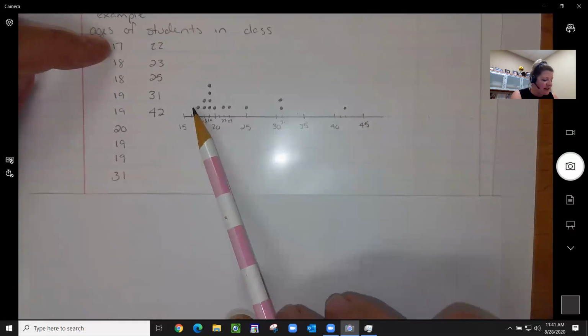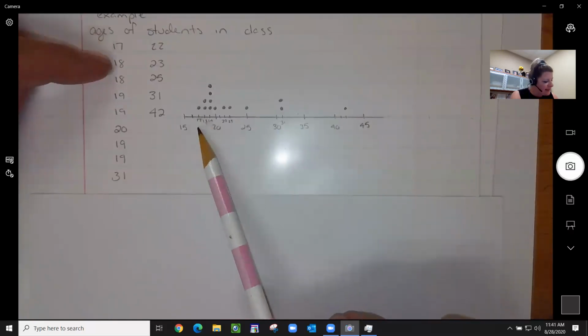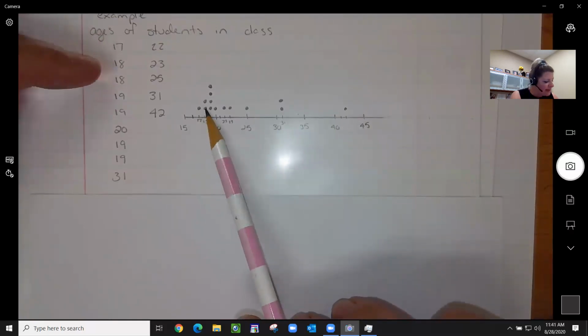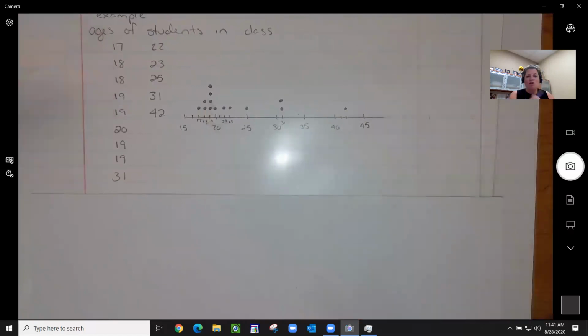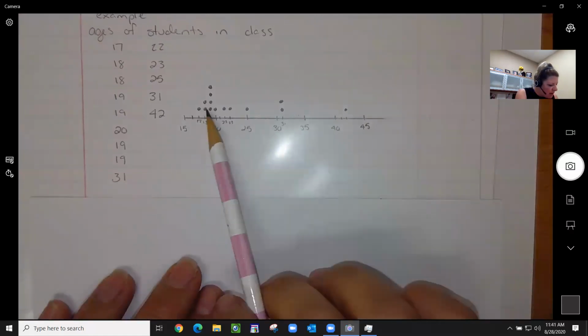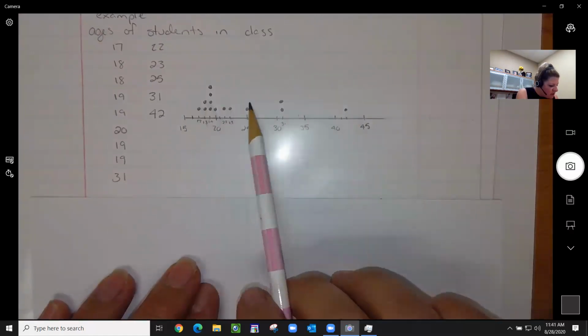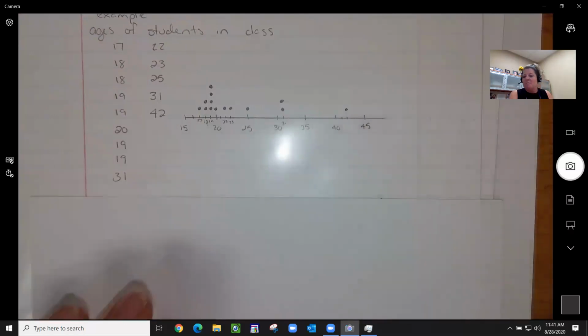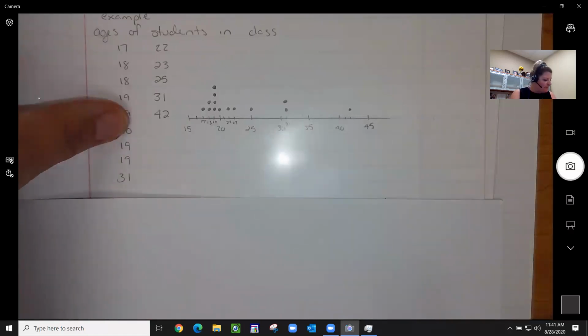On 17, there's one dot. On 18, there's one dot. Oh, another 18, so I put another one above. And you try to make them even so you can see all the ones that have one really easy. All the ones that have one are in a line. All the ones that have two are in a line, and so forth. So there's a dot plot, and you can do this in StatCrunch, which I will show you in a minute.